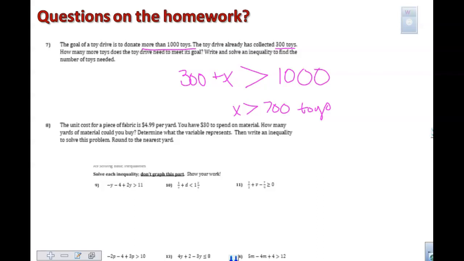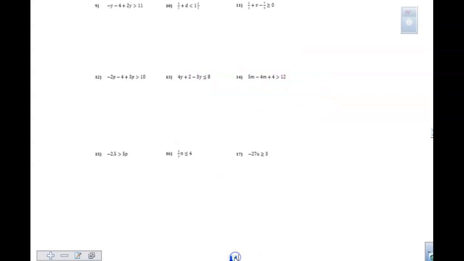Questions from homework. You might give me this answer and you might say, in order to solve it, I had to subtract 300 from both sides in order to solve that, okay? So as you look at the rest of this page, questions that I could look at or go over or talk about, this is on page 62.